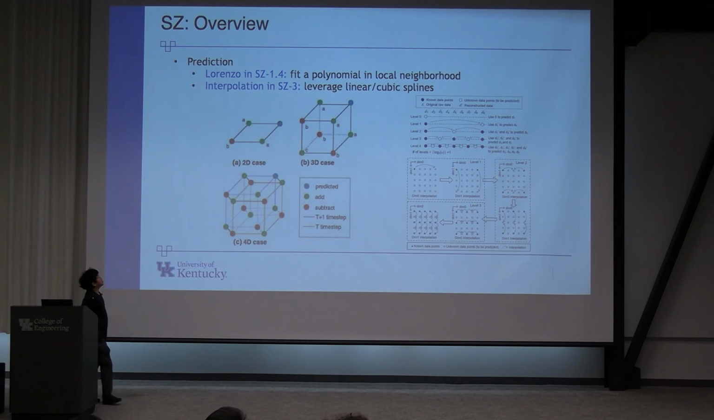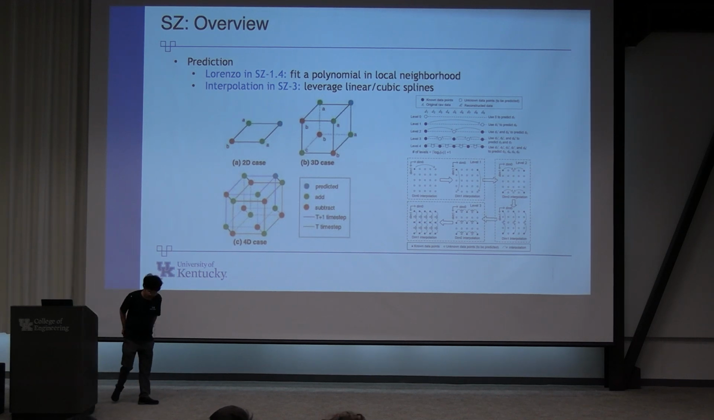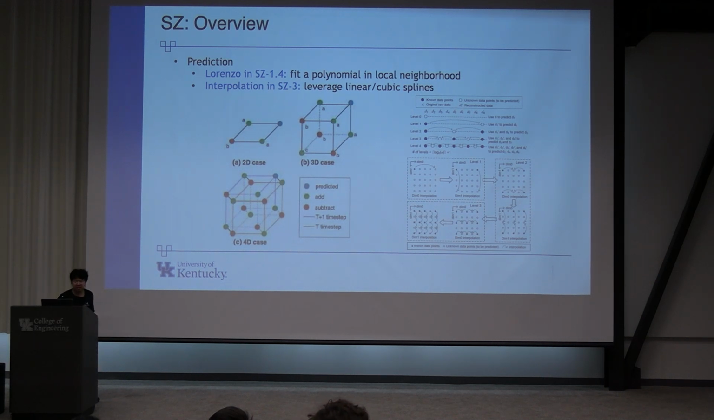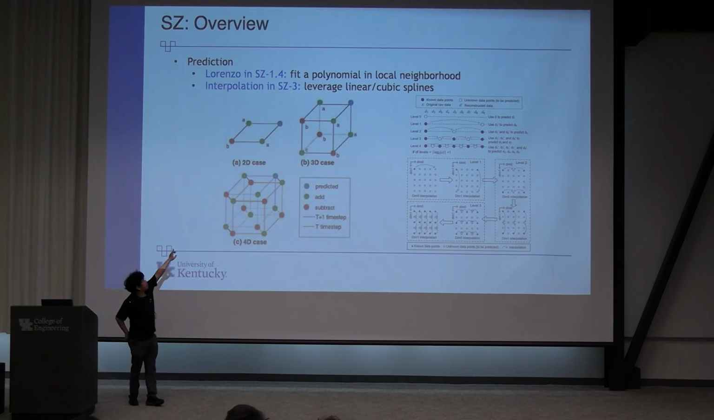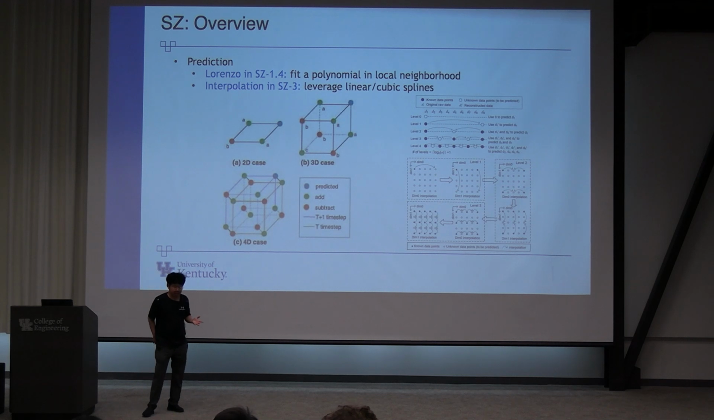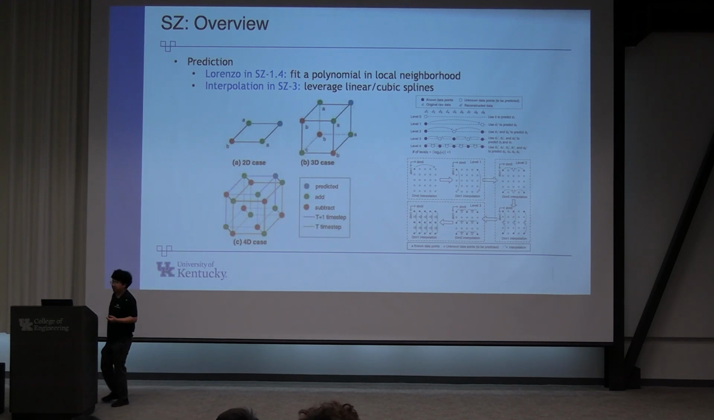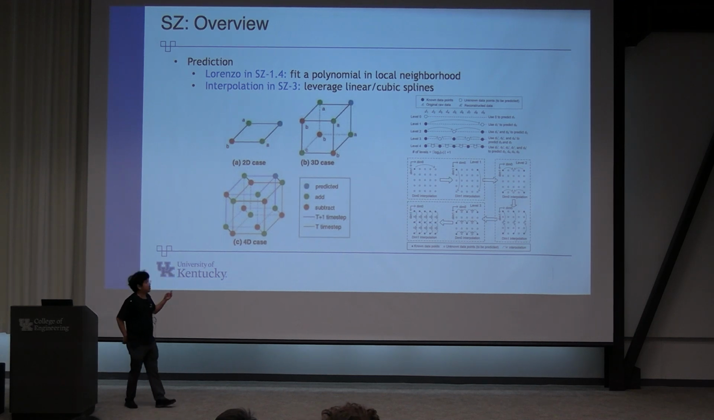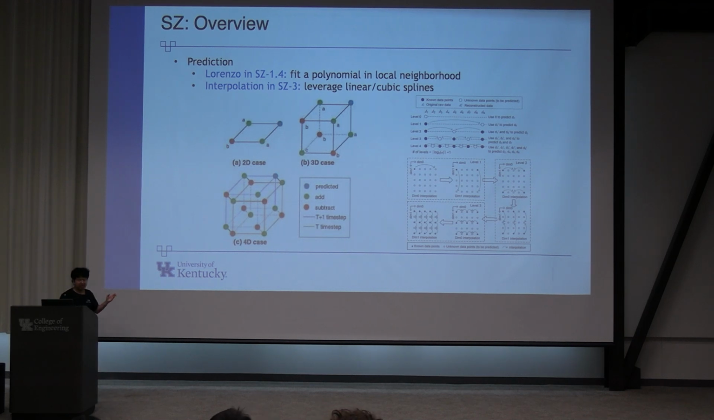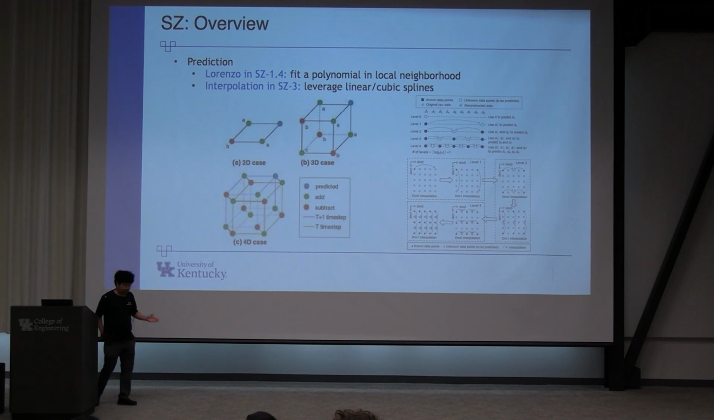The first predictor is called the Lorenzo predictor. This was proposed in the first release of SZ. This kind of predictor assumes a polynomial fitting inside a neighborhood. Assume you have two-dimensional data as shown in figure A. Basically, it assumes all four data points lie on the same linear function. Then you can determine the function using the three known data points, and after determining the function, you can use it to predict the last data point. This is the Lorenzo prediction.